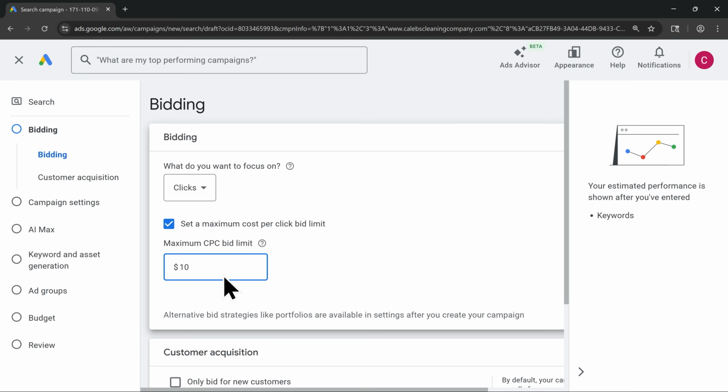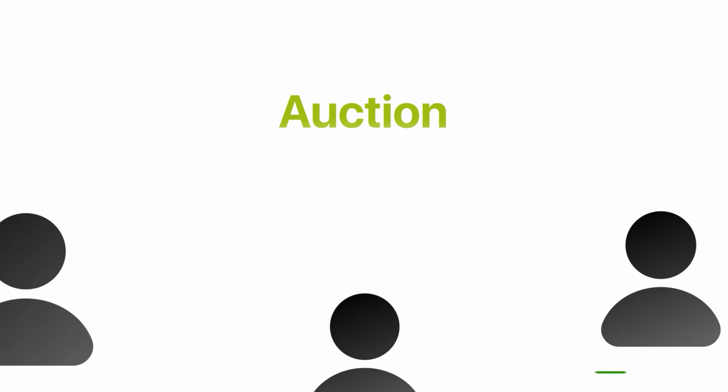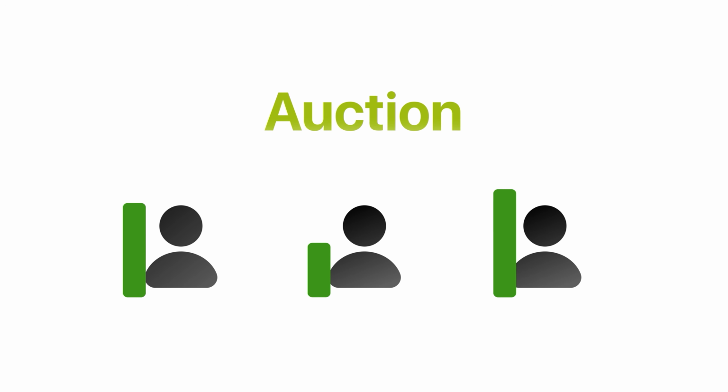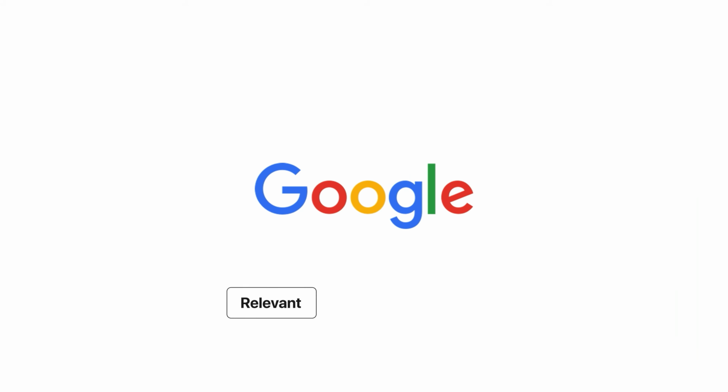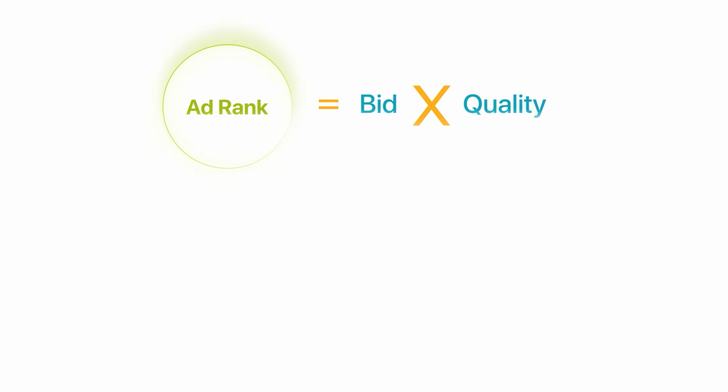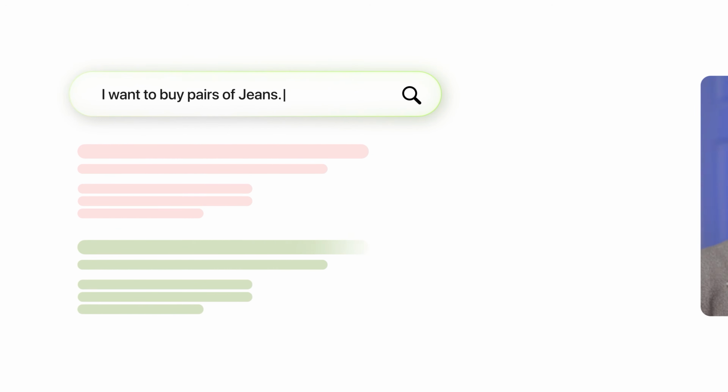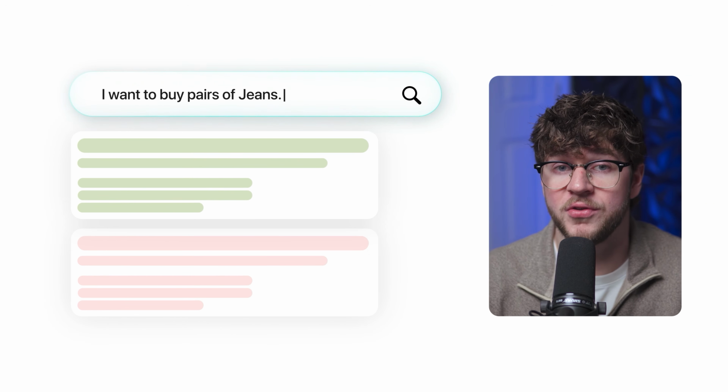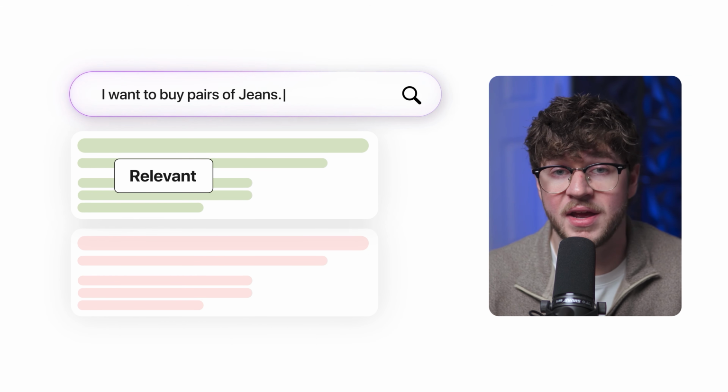So now that we've set our bid limit, let's quickly talk about how Google Ads bidding actually works. Google Ads works kind of like an auction, but it's not just about who bids the most. Google also cares about how relevant and helpful your ad is. Your position is based on two things working together: what you're willing to pay and your ad quality. So even if someone bids more than you, you can still show above them in the search results if your ad is more relevant and higher quality.